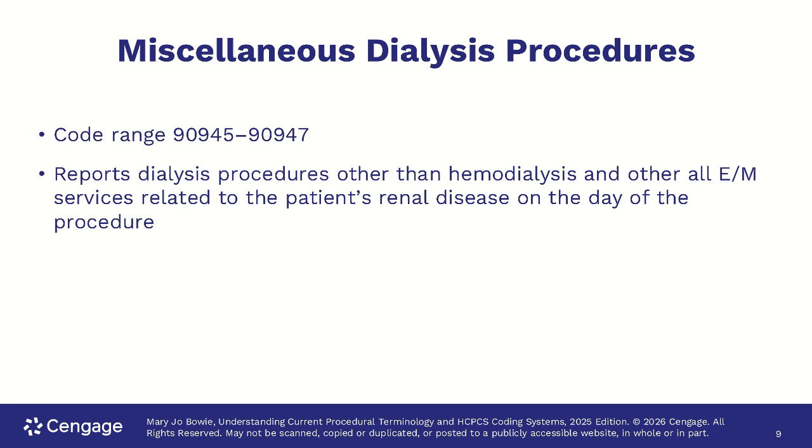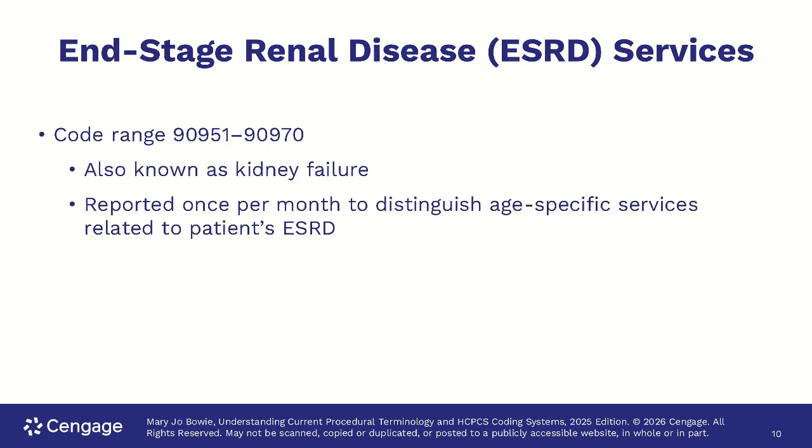Immediately after that, you have miscellaneous dialysis procedures. And so over here, you may see something like peritoneal dialysis. So that's another form of cleaning waste from the bloodstream. Instead of a machine to filter the blood, the peritoneal membrane is used as a filter. And of course, it includes E&M services.